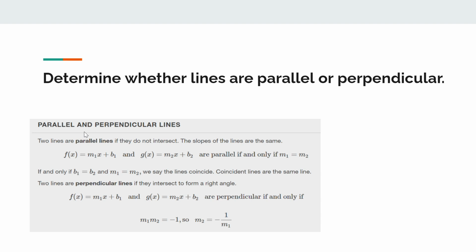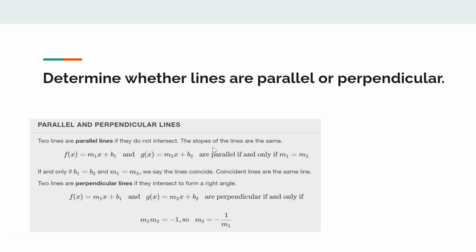And at last, determine whether the lines are parallel or perpendicular. So two lines are called parallel lines if they do not intersect each other. So basically when their slope is the same. So if the m of the first equation, the first function, is equal to the m of the second function, then they are called parallel lines. So basically when m1 equals m2, they are parallel.